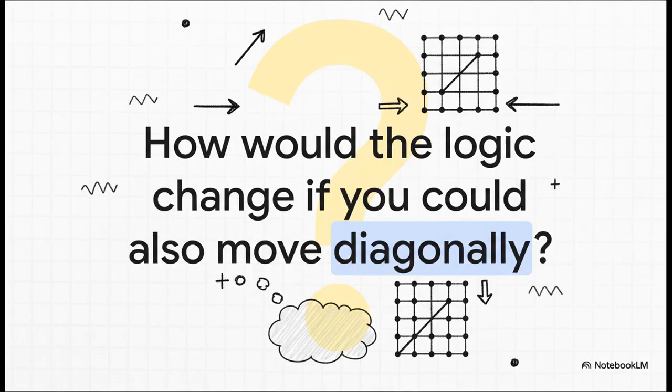So there you have it. We've totally cracked the grid problem. We know the core DP logic, we know the super fast shortcut, and we know exactly when each one is the right tool for the job. But I'll leave you with this little brain teaser to think about. How would everything change if you could also move diagonally? What would that new DP formula look like? Figuring that out is the perfect next step.